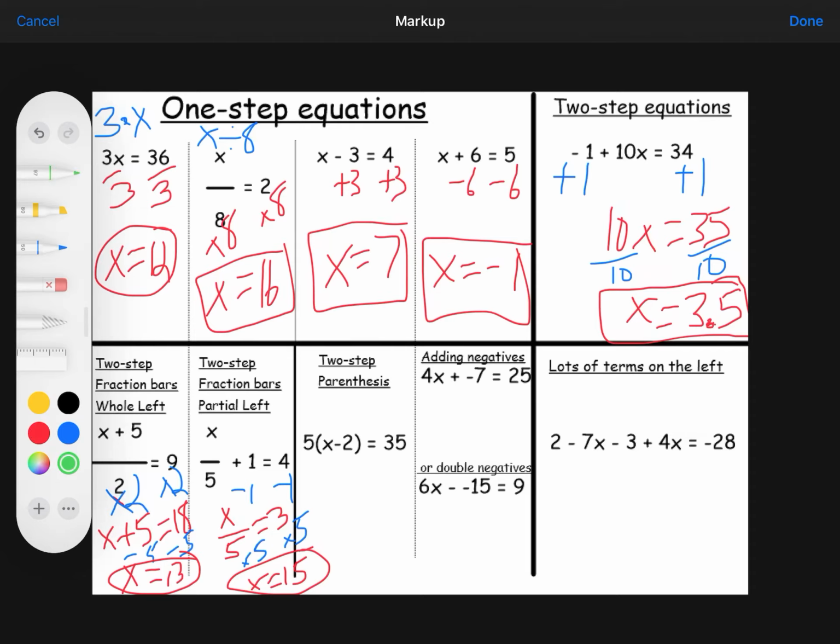Everybody should know from our last lesson that you can distribute, and you just have to make sure when you distribute to both things, so not 5x minus 2, 5x minus 10.